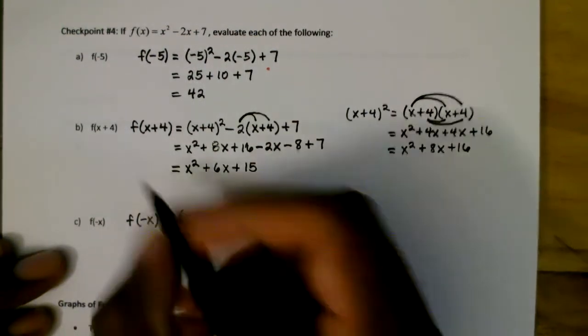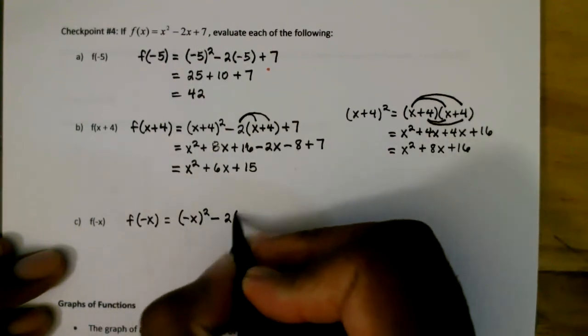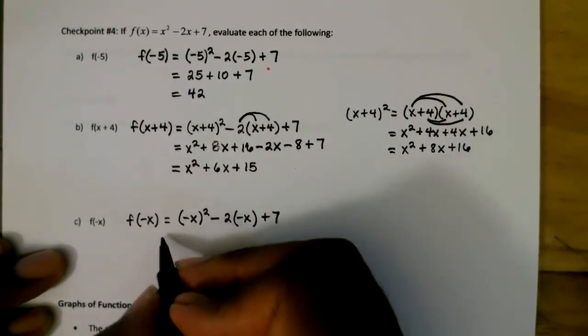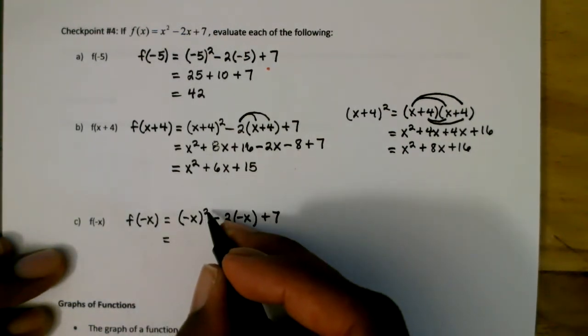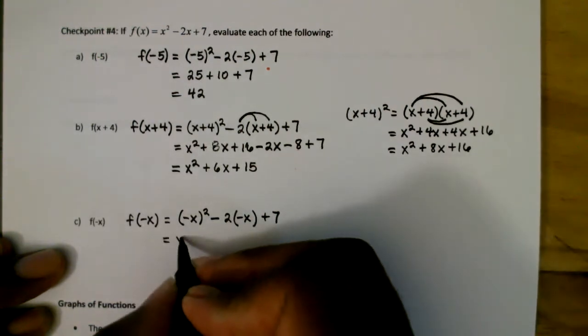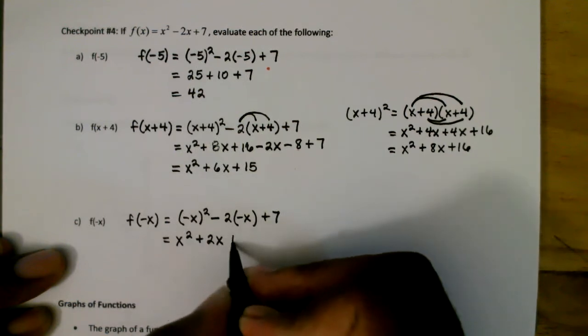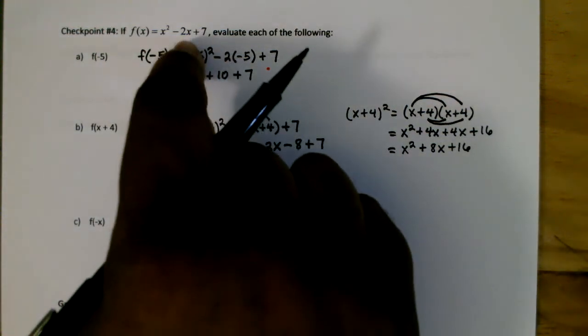f of x is equal to, this x will be replaced with negative x, and that's going to be squared, minus 2 times x is replaced with negative x, plus 7. And then simplify this. Squaring a negative is going to be positive, so negative x times negative x will be just x squared. Minus 2 times negative x will be plus 2x, and then plus 7. And that will be as far as I can go with that problem. So here, f of negative x will end up being x squared plus 2x plus 7 after substituting the x in this function.